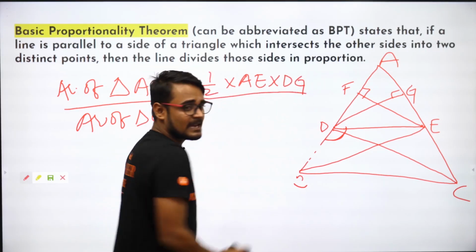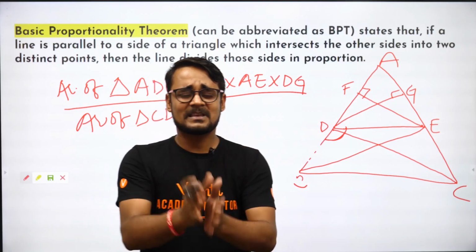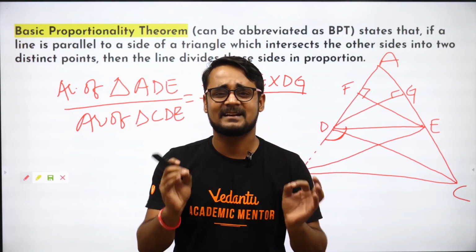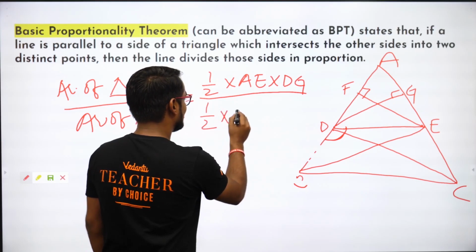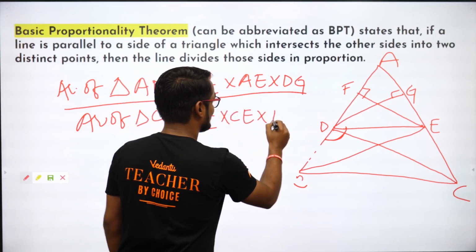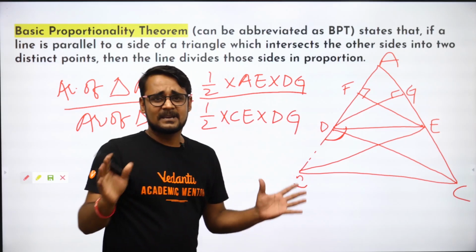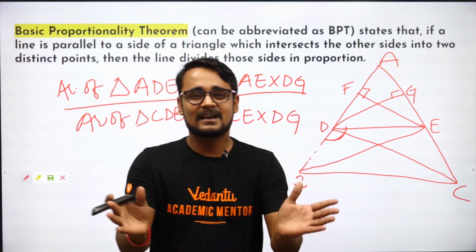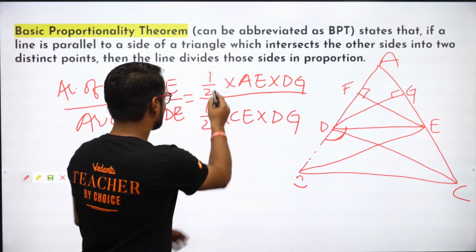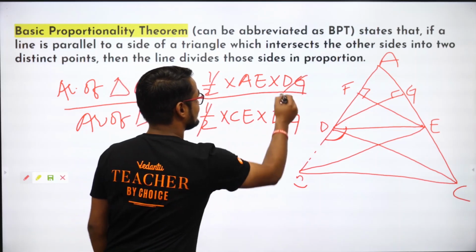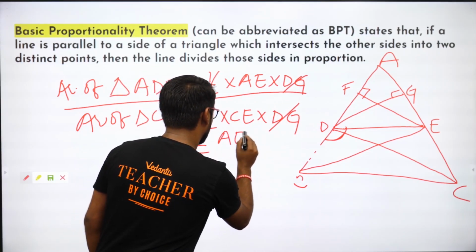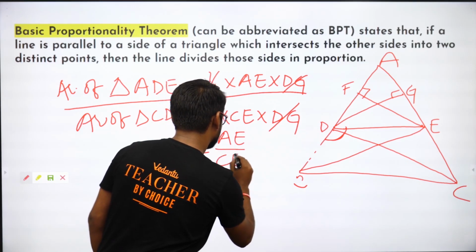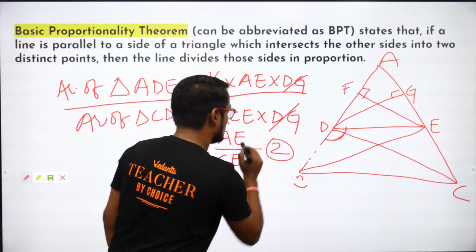और नीचे के लिए क्या होगा? That will be the same. Yes, you are answering the right thing. That is half into CE into DG. यहां भी क्या होगा? DG and DG will be cancelled, and half will be also cancelled. Half cancelled. DG and DG are cancelled, and we have got AE upon CE as equation number 2.